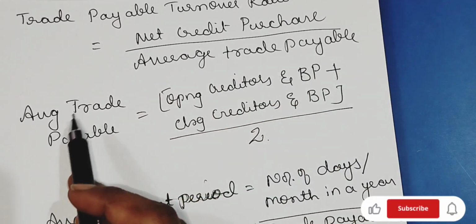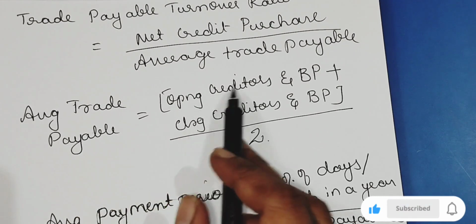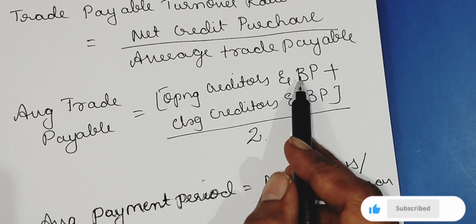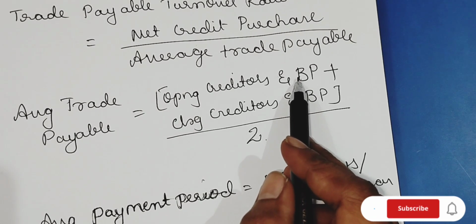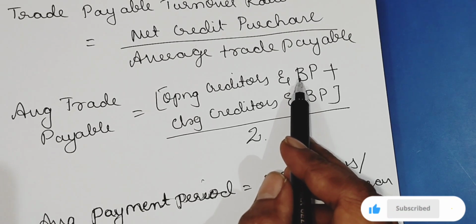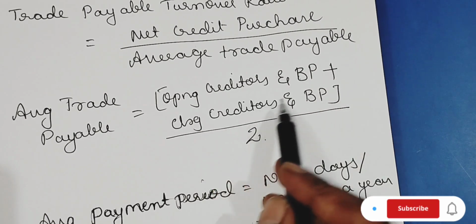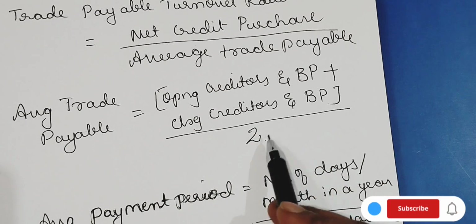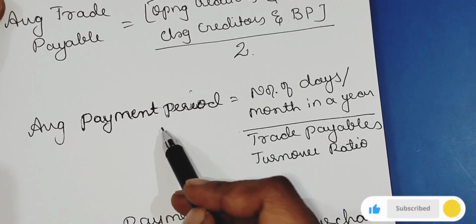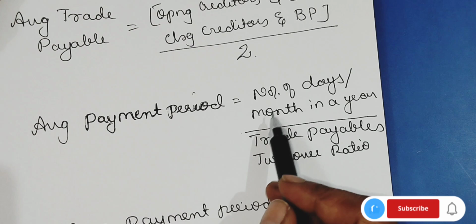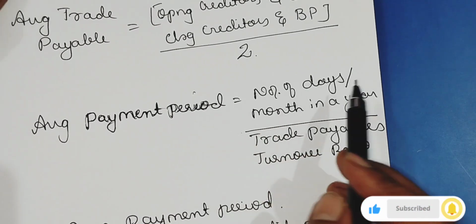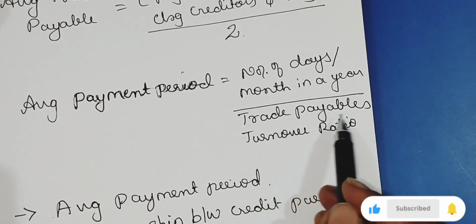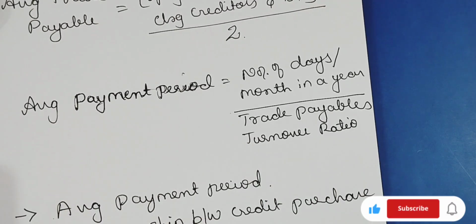So how are we finding average trade payable? Opening creditors and bills payable. Bills receivable in trade receivable, bills payable in trade payable. Plus closing creditors and closing bills payable, divided by 2. And average payment period also we are calculating. Number of days, it can be calculated in days or months, divided by trade payable turnover ratio.